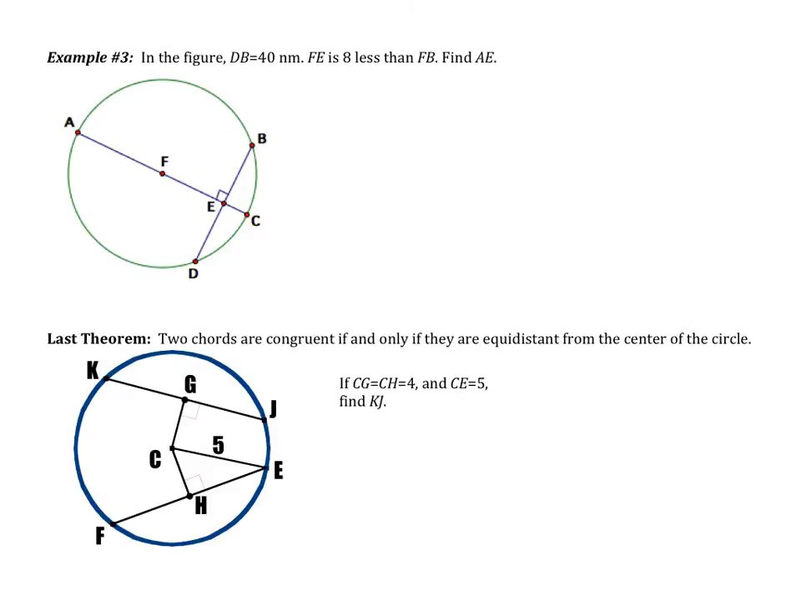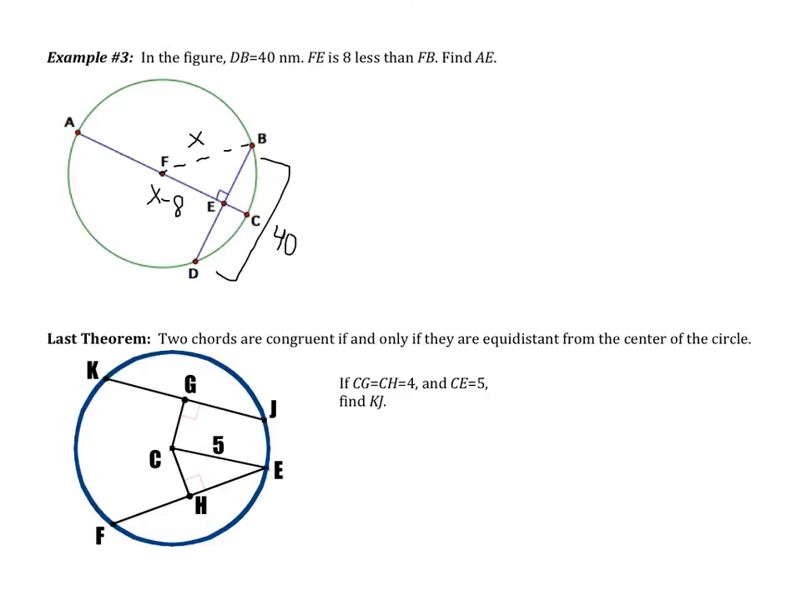Okay, this one is difficult, so I'm going to start you out. It says DB is 40. FE is 8 less than FB, so I'm going to draw in FB. I'm going to call FB x. Then FE is 8 less than FB. It's going to be smaller, so I have to subtract 8. So FE is going to be x minus 8.